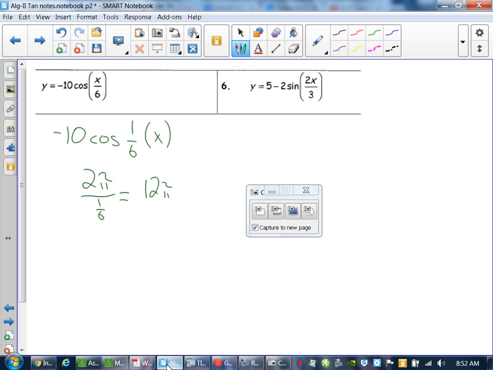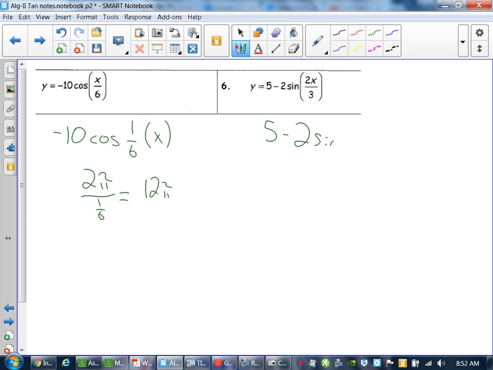And then the next one, same basic idea. I take the 2/3 out, so I'm going to have 5 minus 2 sine 2/3 x. Gives me a b value of 2/3. So it is 2 pi over 2/3. So I multiply by its reciprocal, and I'm going to get 2 pi times 3 over 2, which gives me 3 pi.